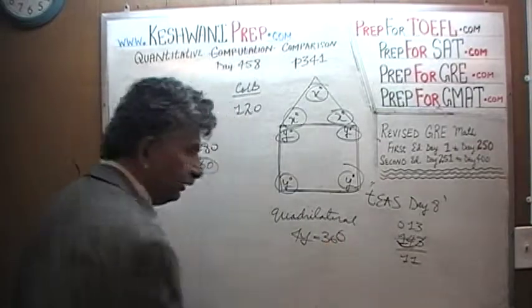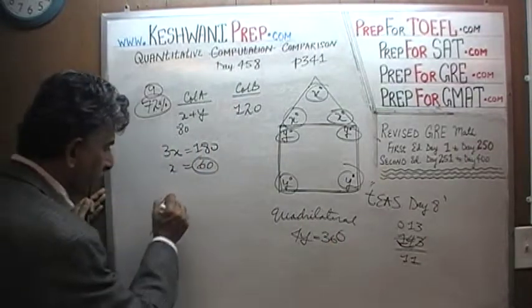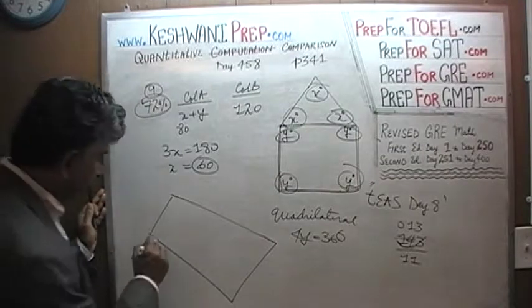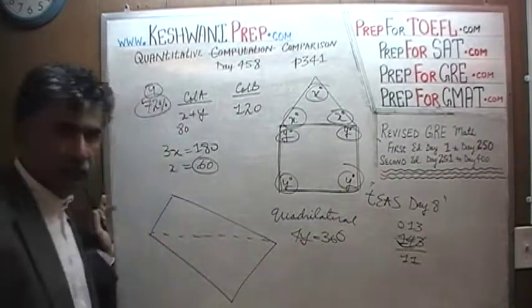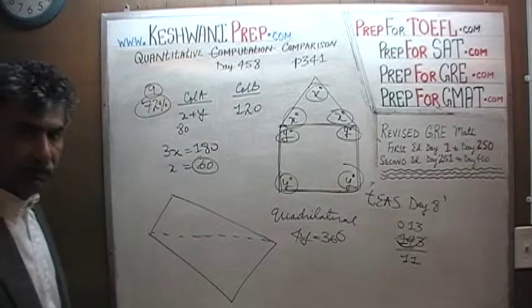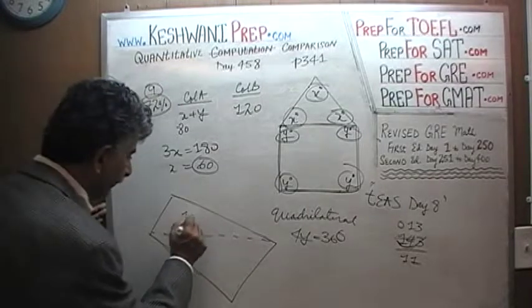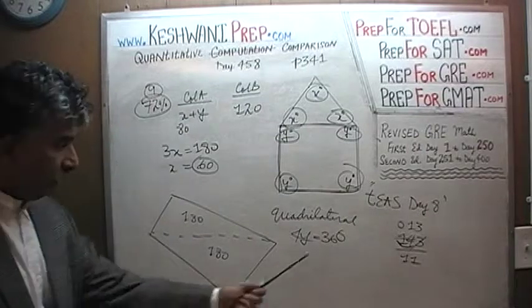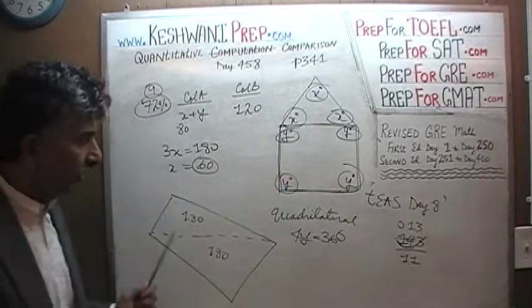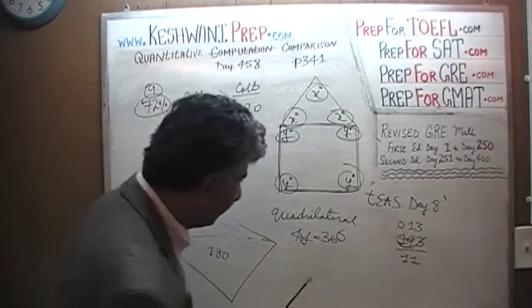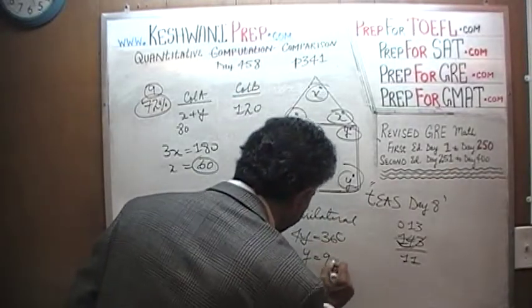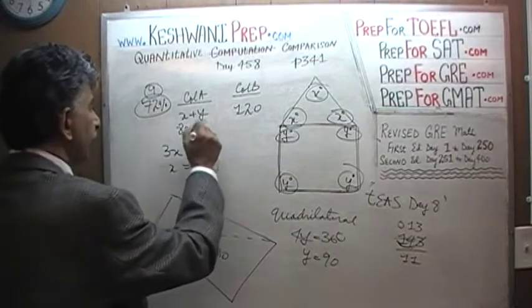Why 360? Because a quadrilateral is simply a marriage of two triangles. Sum of the angles in the top triangle is 180, sum of the angles in the bottom triangle is 180, therefore the sum of the angles in a quadrilateral is 360, and that is made up of 4y. Since 4y equals 360, y has to equal 90 degrees.